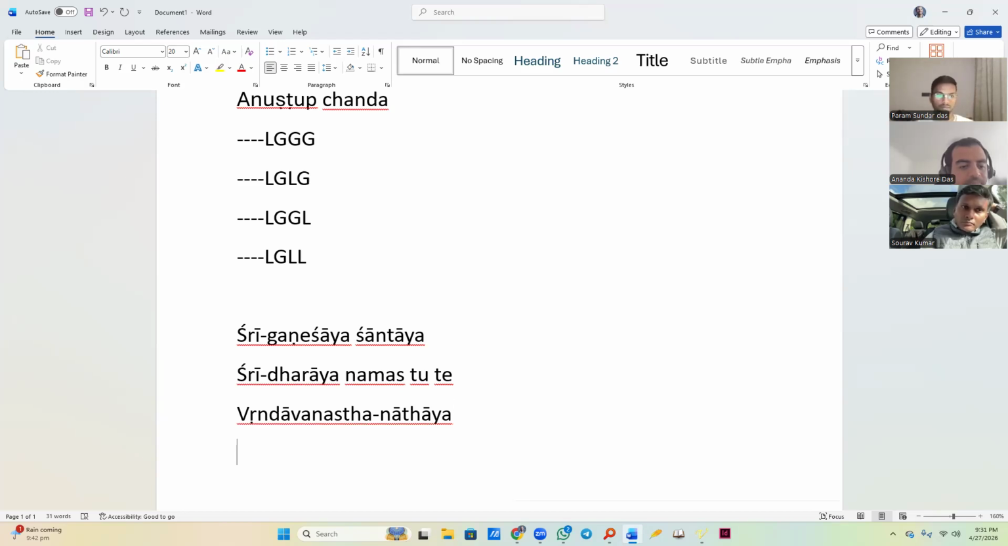Srinathala, Vrindavanasthanathalya, Govinda namo namah.